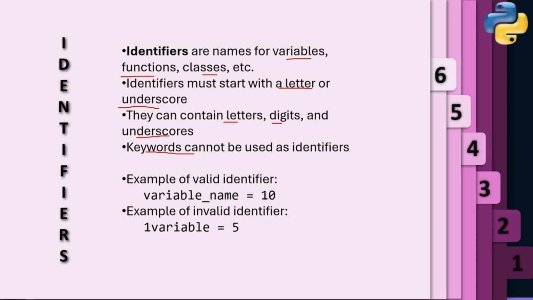Before closing this topic, let's see a valid identifier and an invalid identifier. In this example, variable underscore name is a valid identifier, while one variable is not a valid identifier. Let's summarize the key points we have discussed.